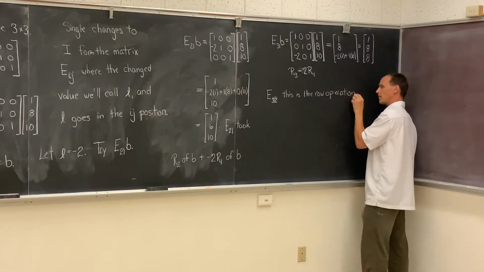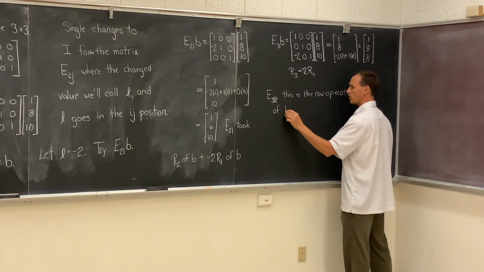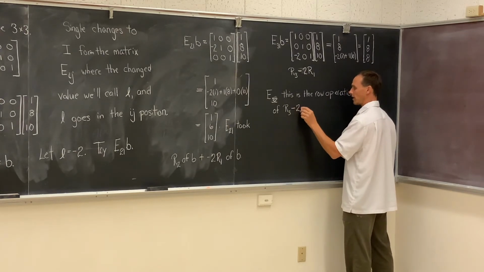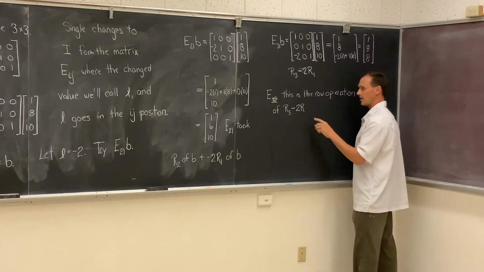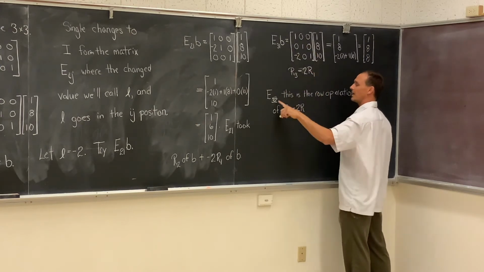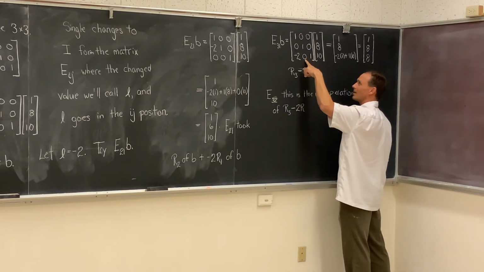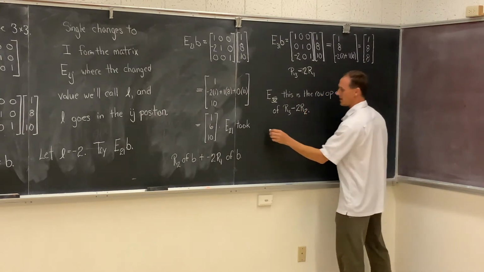The row operation of row 3 minus 2 times. Oh, I made a mistake, didn't I? It's not 2 times row 1. It's in this second position, so it's 2 times row 2. There. Let's try another one.